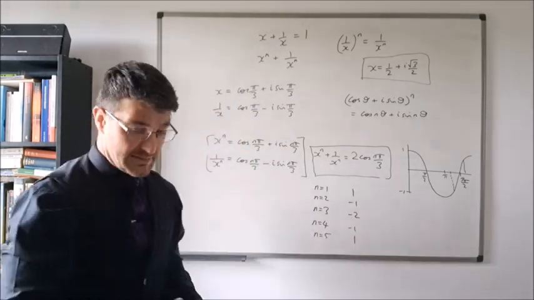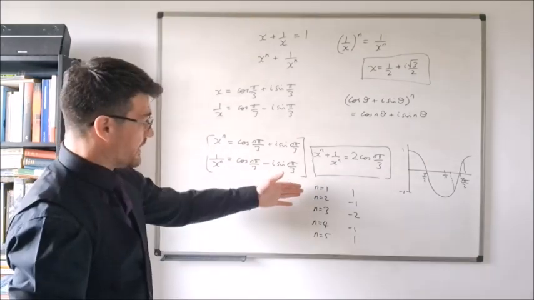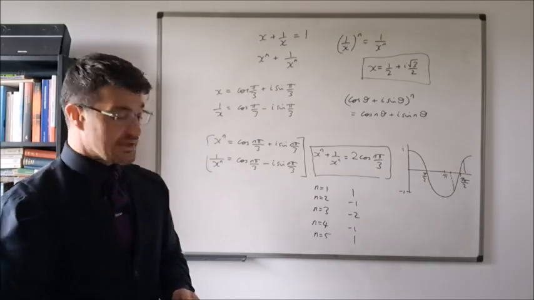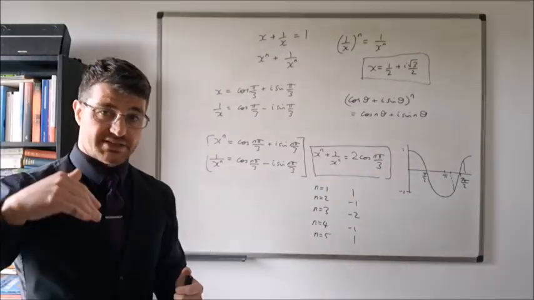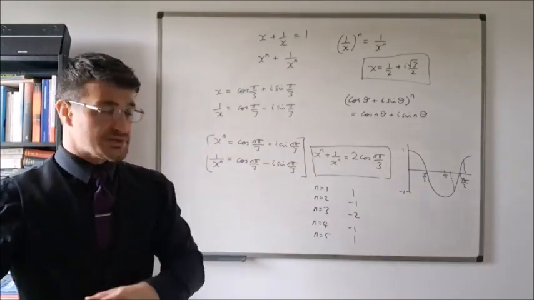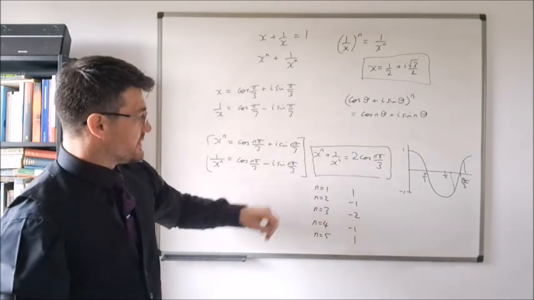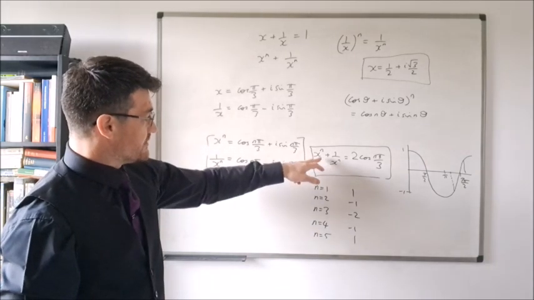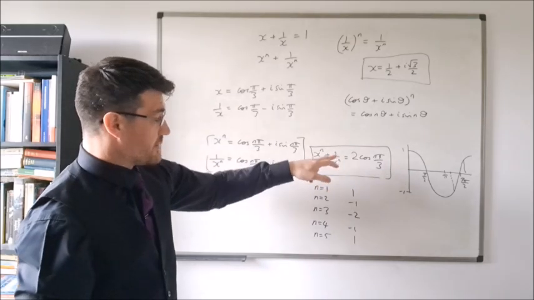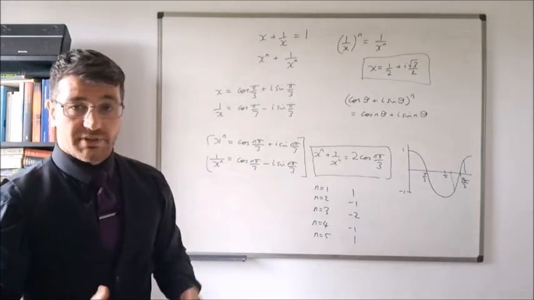And we can see that we're getting exactly the same values as we did before. But rather than having them written out as a list for each value of n, and just seeing this cyclical pattern, 1, minus 1, minus 2, minus 1, and so on, we get it in a nice succinct formula here. So the sum of the nth power of x and the nth power of the reciprocal of x is equal to 2 cos n pi by 3, and that solves the problem.